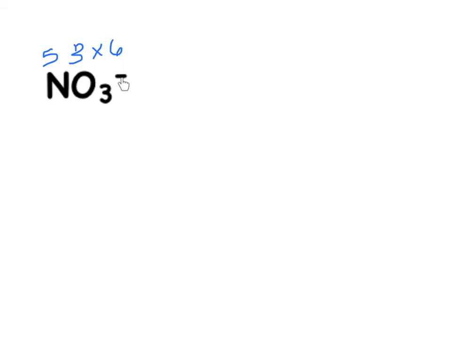Let's try a polyatomic ion, nitrate. We have 5 valence electrons on the nitrogen. We have 3 oxygens, each with 6 valence electrons. And so that gives us 23 valence electrons, but we also have this negative charge attached, which means that we have 1 extra electron here, which gives us a total of 24 electrons, or 12 bonding pairs.